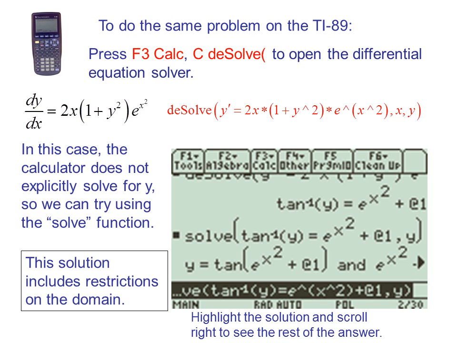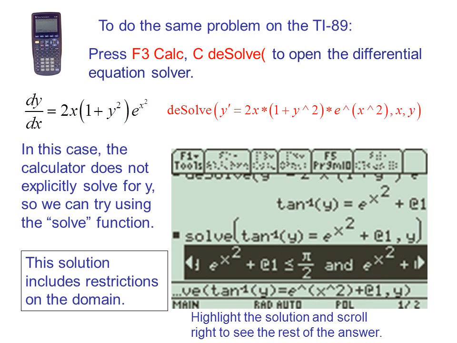We highlight the solution and scroll right to see the rest of the answer. We see that one of the restrictions is e to the x squared plus the constant must be less than or equal to pi over 2. And the other restriction is that e to the x squared plus a constant must be greater than or equal to negative pi over 2. These restrictions are why the differential equation solver wouldn't give us an explicit solution in the first place.